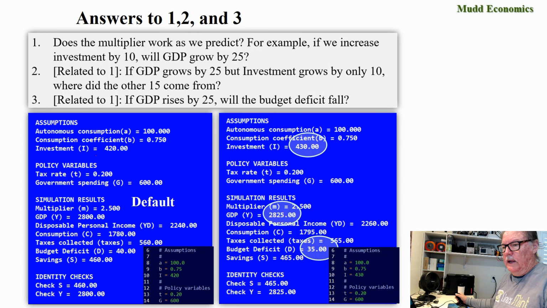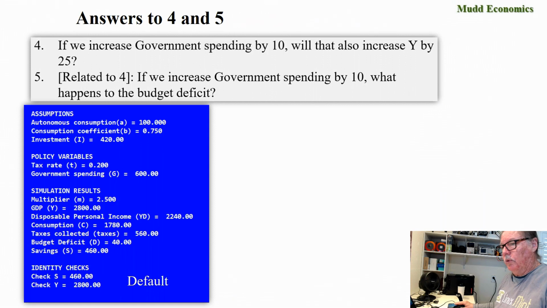So taxes collected, though, also rise by a little bit, 560 to 565, and interestingly, the budget deficit actually falls. And so this tends to demonstrate that there's a relatively painless effect on the budget deficit if we increase investment by 10. It has a strong impact upon the economy. So questions 1, 2, and 3 are providing the answers that we are expecting them to. Now let's go take a look at questions 4 and 5.